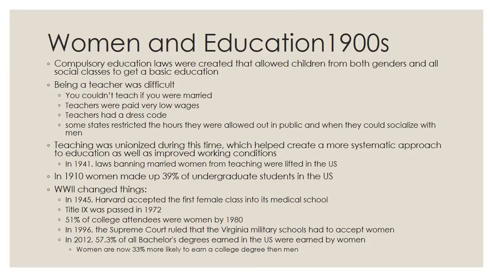In 2012, 57.3% of all bachelor's degrees conferred were earned by women in the United States. So today, women are actually earning more degrees than men. Women are 33% more likely to earn a degree than men in the United States. That's partially because of the jobs that are available for the different genders. A lot of male jobs are still in mining or agriculture or primary sectors of our economy, and so a lot of jobs that women are willing to take and want to take are going to require degrees. So that's one of the reasons for that difference.